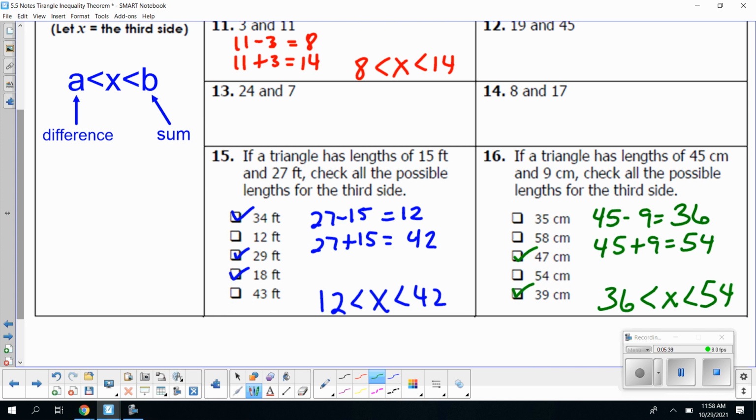The difference of 45 and 9 is 36. So your x has to be between 36 and 54. The only ones that are between 36 and 54 are 47 centimeters and 39 centimeters. Okay, let's take a look at the next page.